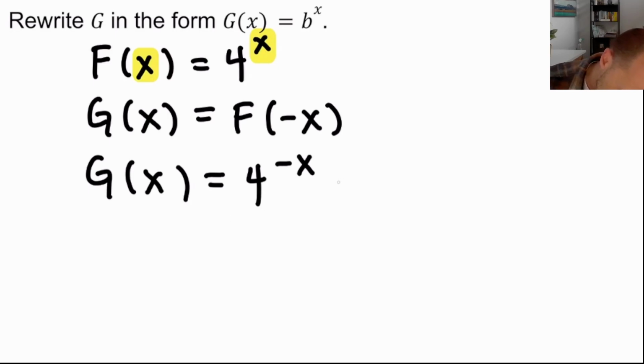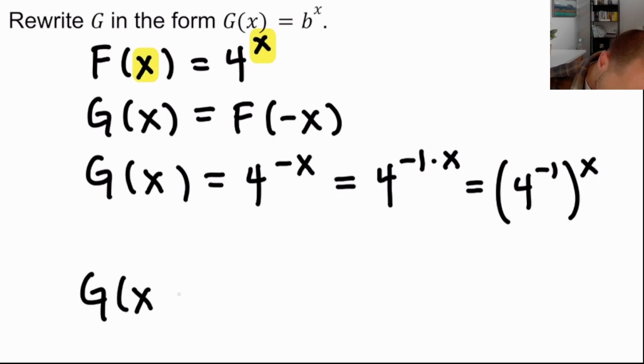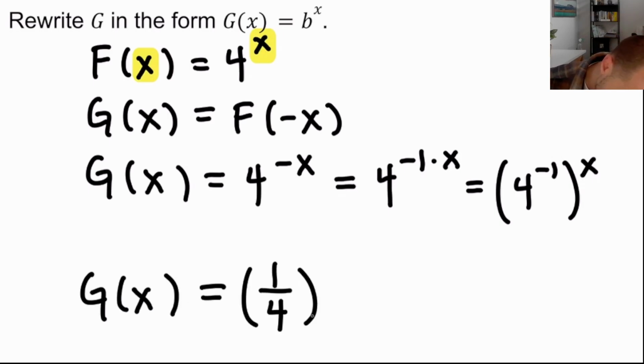So what I need to do is apply that multiplication property of exponents. I see multiplication with the negative and the x. That's negative 1 times x. And then I'm going to apply the power property in reverse and say that's 4 to the negative first power to the xth power. And then I know what 4 to the negative 1 is. That's 1 over 4. So I can conclude that my rewrite of g is going to be 1/4 to the x.